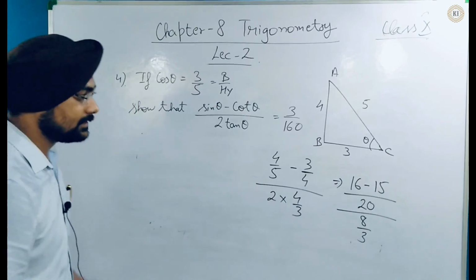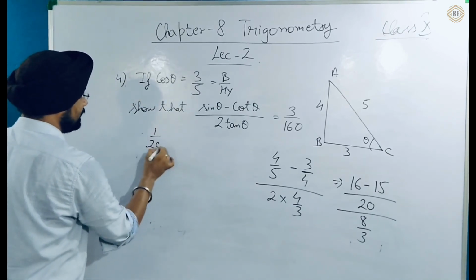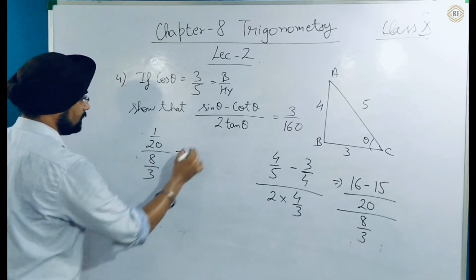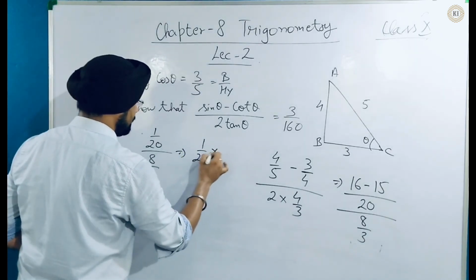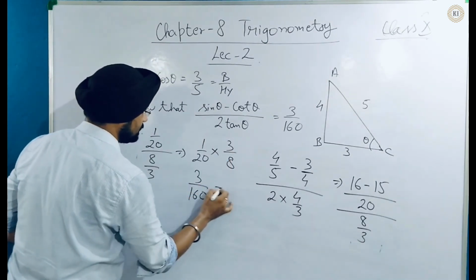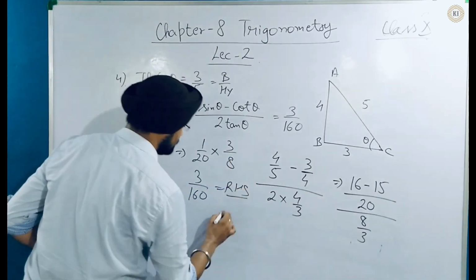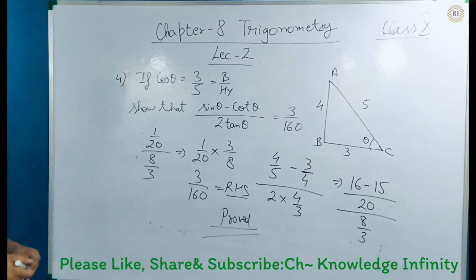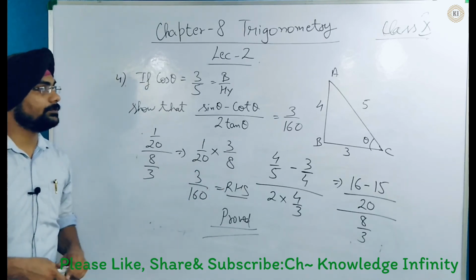Now 16 minus 15 is 1 upon 20, upon 8 upon 3. So 1 upon 20 into 3 upon 8 gives 3 upon 160, which is equal to RHS. That is proved. So these are some questions based on trigonometric ratio.